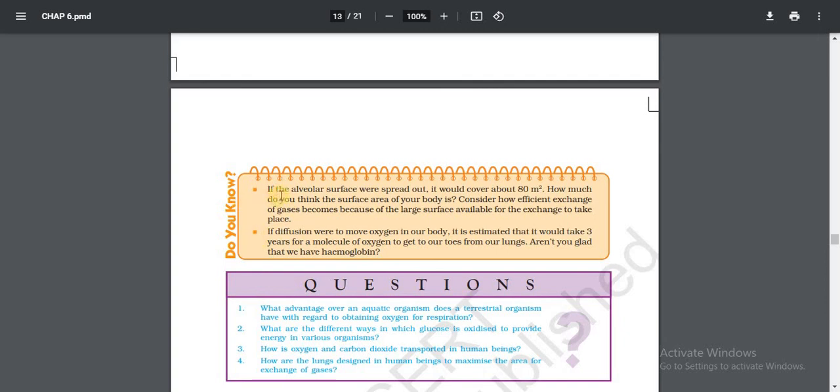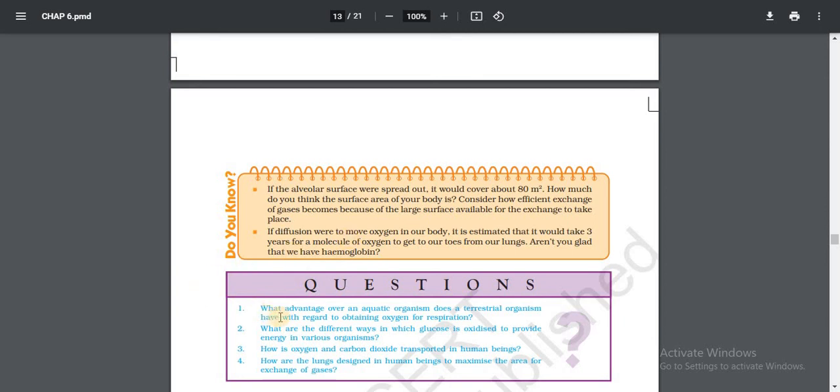Do you know, if the alveolar surface were spread out, it would cover about 80 m squared. How much do you think the surface area of your body is? Consider how sufficient exchange of gases becomes because of the large surface available for the exchange to take place. If diffusion were to move oxygen in our body, it is estimated that it would take 3 years for a molecule of oxygen to get to our toes from our lungs. Aren't you glad that we have hemoglobin?